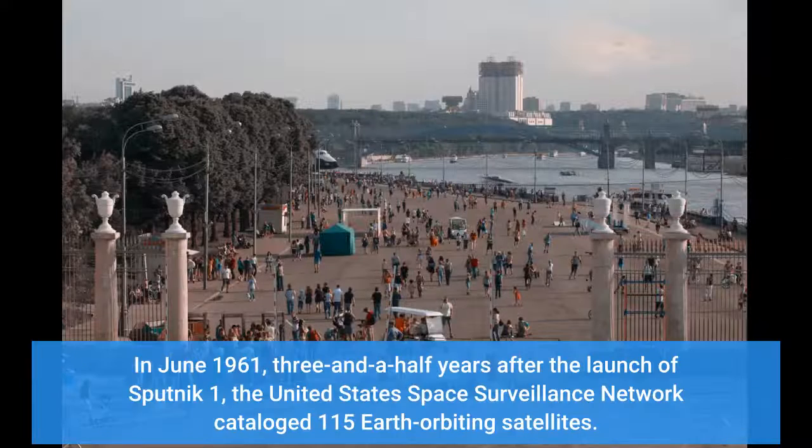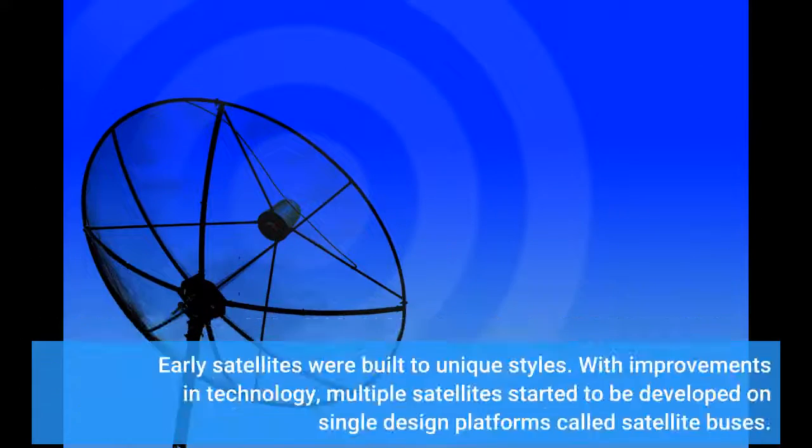In June 1961, 3.5 years after the launch of Sputnik 1, the United States Space Surveillance Network cataloged 115 Earth-orbiting satellites. Early satellites were built to unique designs. With improvements in technology, multiple satellites started to be developed on single design platforms called satellite buses.